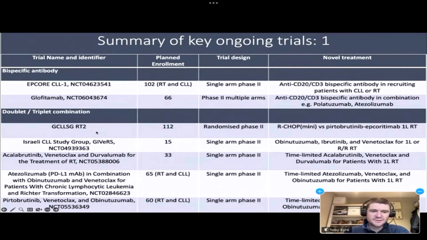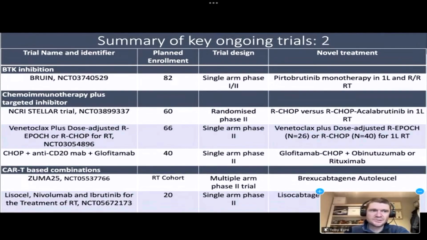This is a study which I think has some real potential. So this is a randomized clinical trial of CHOP-based therapy, so R-CHOP or R-mini-CHOP versus pirtobrutinib plus epcoritamab in patients who previously had untreated Richter's. That's a randomized study, 112 patients run by the German CLL study group. So do look out for the results of that in the future. It will take quite a while to recruit to that study, clearly, but of real interest.